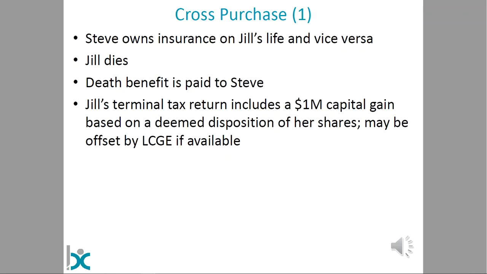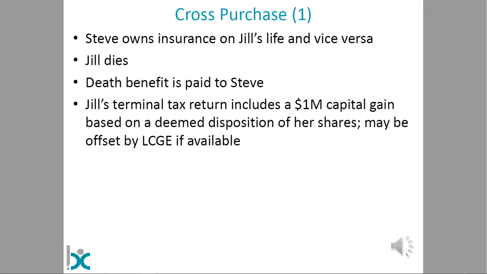The cross-purchase agreement, or sometimes called the crisscross agreement, is generally considered the simplest, the most straightforward of the buy-sell arrangements. It is the easiest one to understand. It's also the one that generally gives the least tax efficiency. In a cross-purchase agreement, each business owner will personally own the insurance on the lives of the other business owners. So Steve, in this case, would own insurance on Jill's life, and Jill would own insurance on Steve's life.